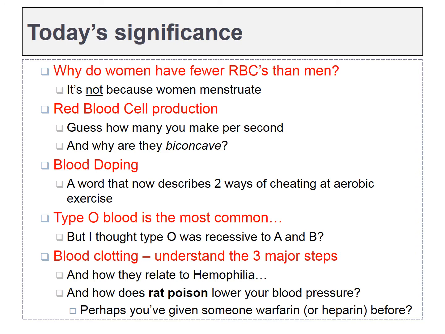We'll talk about type O blood being the most common, even though it is recessive to types A and B. And lastly, one of the big topics of today, towards the end, we'll talk about blood clotting. It's absolutely essential to understand the three major steps of blood clotting, and then we'll talk about hemophilia and how it relates, as well as why we might use rat poison in medicine.